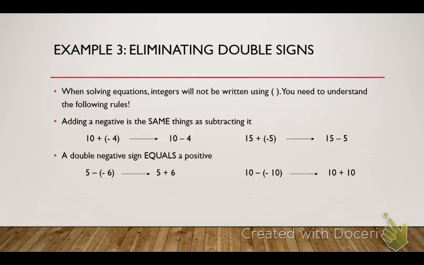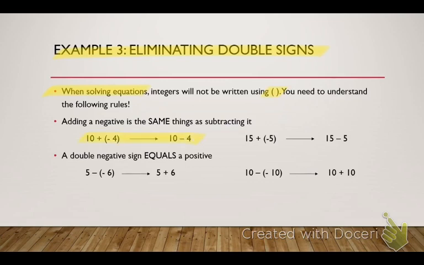Now, in example 3, we need to talk about eliminating these, what we call double signs. Okay, you don't have to write down the first bullet point, but you need to read it with me. When you're solving equations, so this is more for chapter 2, you will not see these parentheses. So you need to understand the following rules. Adding a negative is the same thing as subtracting it.